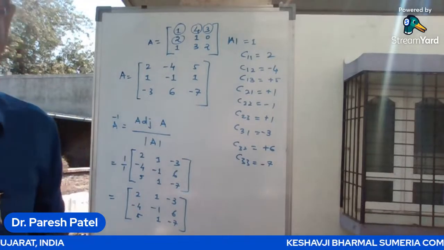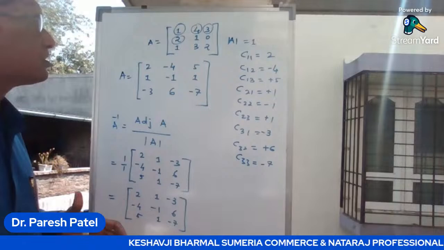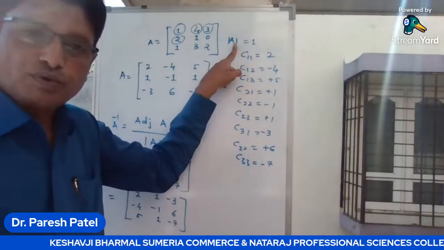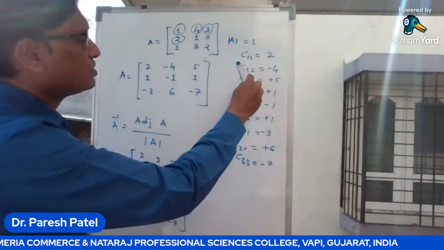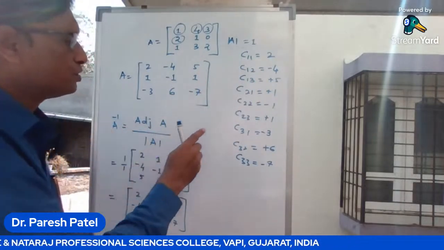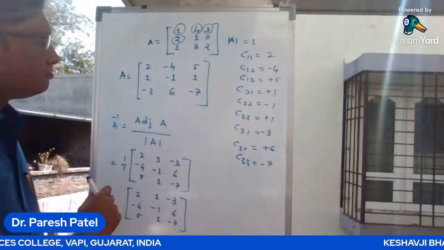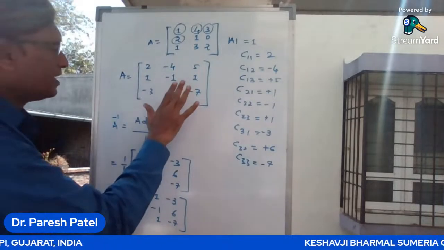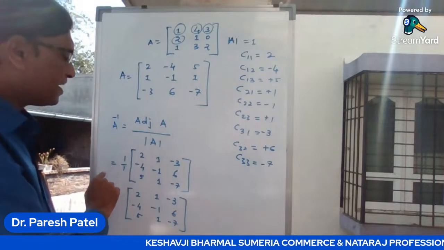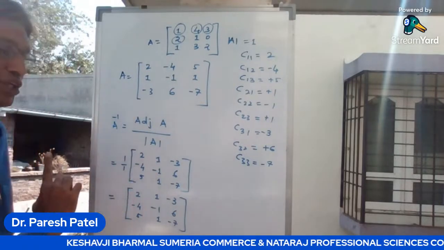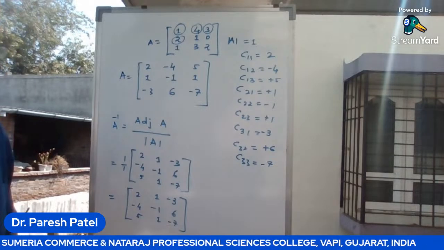The inverse of a three-dimensional matrix can be calculated as follows. First of all, we have to find the value of the determinant of this matrix. Then find the values of C11, C12, C13, C21, C22, C23, C31, C32, and C33. Then arrange the rows into columns, that is the adjoint of A, and divide each element of this matrix by the determinant of this matrix. So this is the inverse of the three-dimensional matrix.